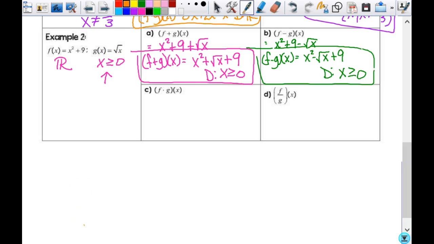All right. F times g of x. We're going to get x squared plus 9 times the square root of x. Did I substitute that correctly? No, I need these parentheses here, right? All right, so when I distribute this, am I going to put x squared times the square root of x? Or what should I do here? What should I be using?